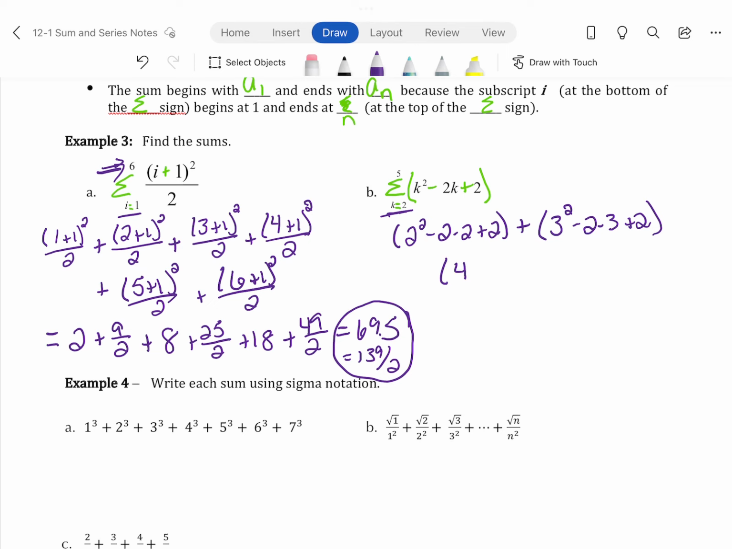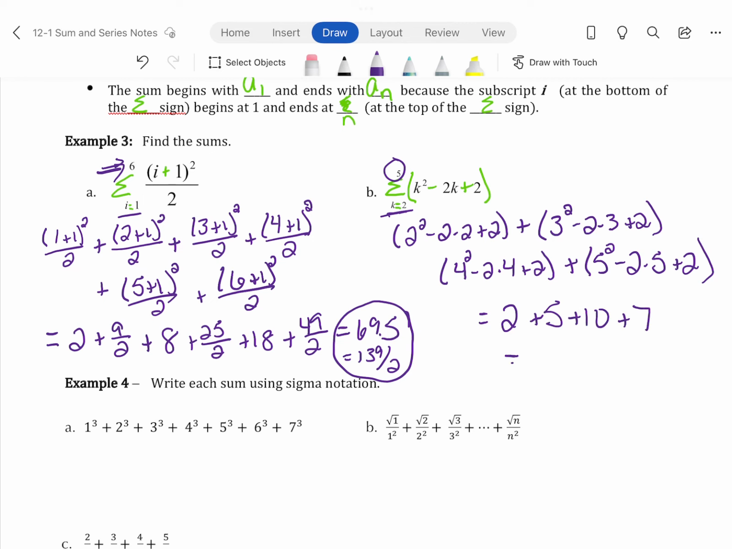Then I need to plug in 4 squared minus 2 times 4 plus 2. And our last number up here is a 5. When I plug in, I forgot my squared on my 4, 5 squared minus 2 times 5 plus 2. So now I have 4 terms I'm adding. If we figure out what all these are, this is 2 plus 5 plus 10 plus 17. We add them all together, we get 34.